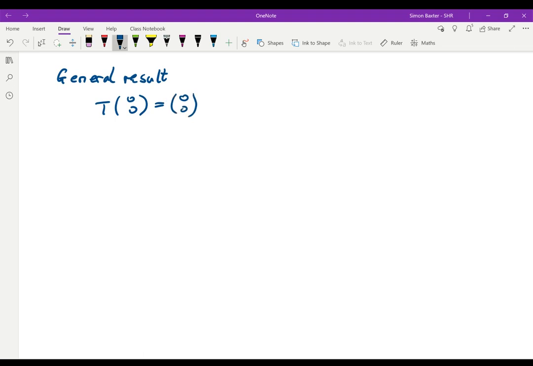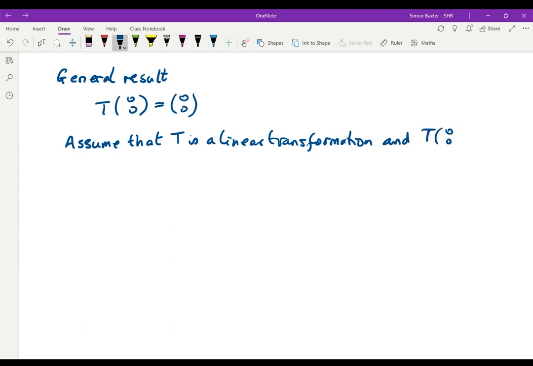Well, I'm going to prove this by contradiction. Let us assume that T is a linear transformation and that T of (0, 0) equals (a, b), where a and b are not both 0.